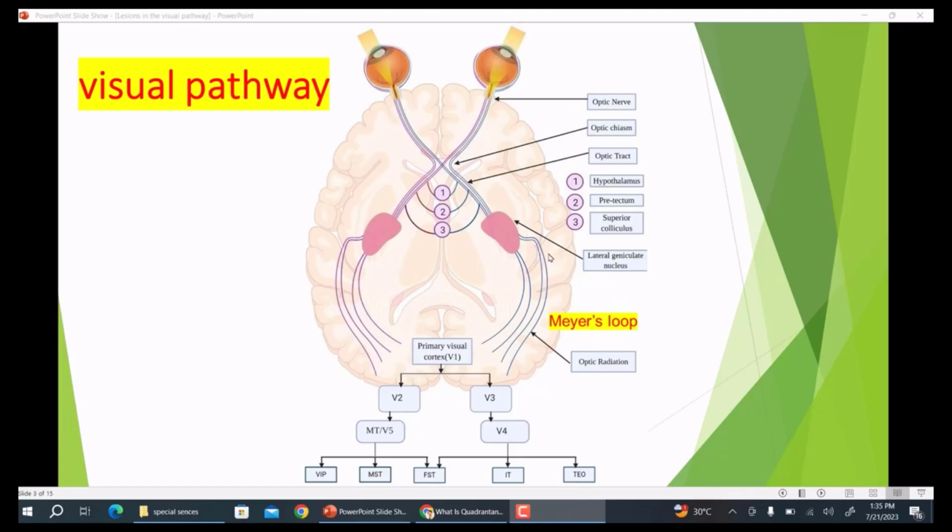Meyer's loop passes through the temporal lobe, the upper radiation passes through the parietal lobe, and they end at the upper bank of the calcarine sulcus. Meyer's loop ends in the visual cortex in the lower bank of the calcarine sulcus. This is the calcarine sulcus, this is the upper bank, and this is the lower bank of the calcarine sulcus.